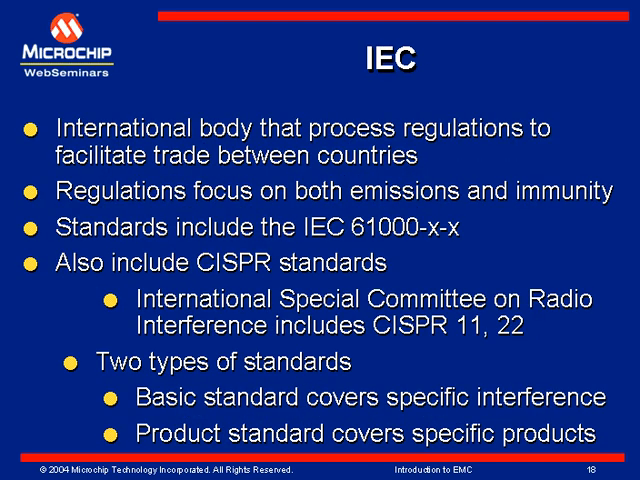Next one is IEC, the International Electrotechnical Commission. It's an international body that produces regulations to facilitate trade between countries. It creates two kinds of standards: one to address various environmental conditions, and the second to take care of many products. And most of the product level standards refer to the original environmental level standards.